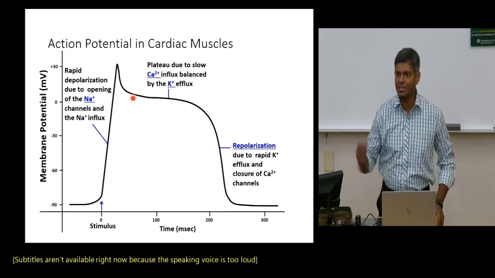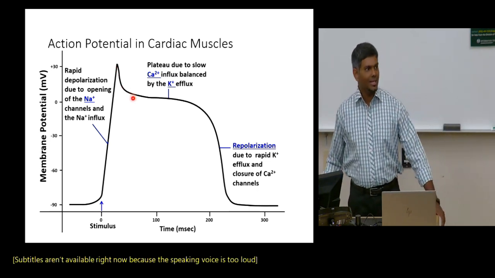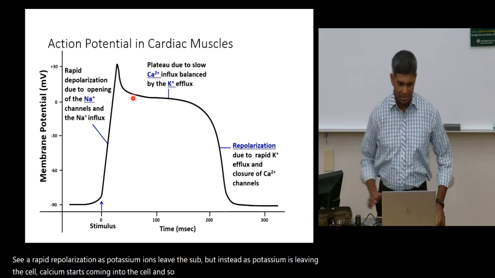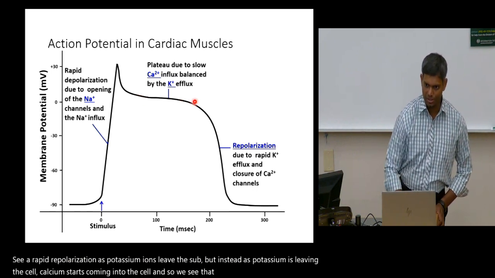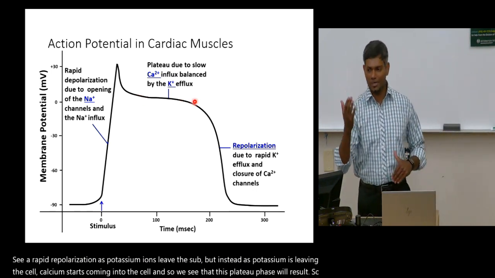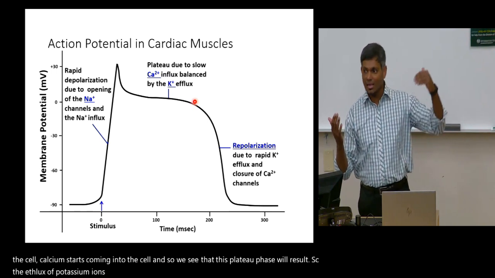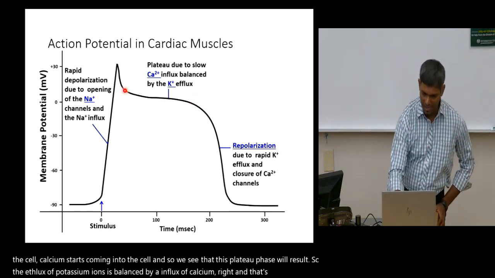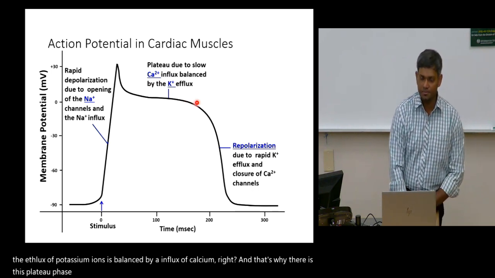But instead, as potassium is leaving the cell, calcium starts coming into the cell, and so we see that this plateau phase will result. So the efflux of potassium ions is balanced by an influx of calcium, right? And that's why there is this plateau phase.